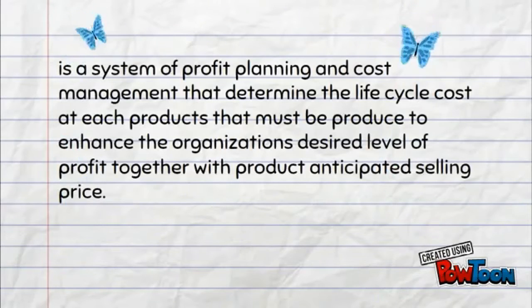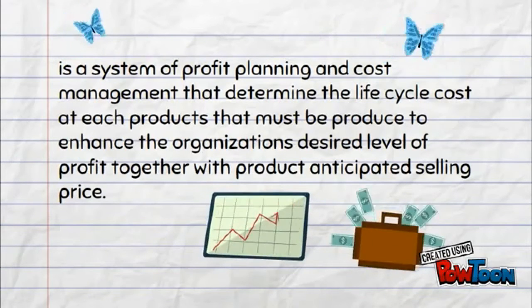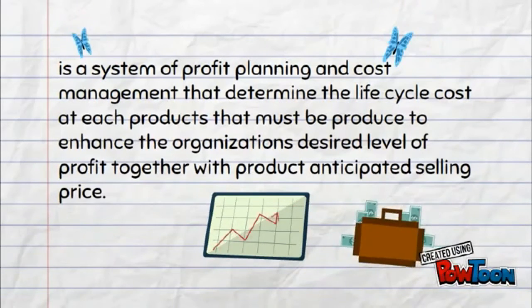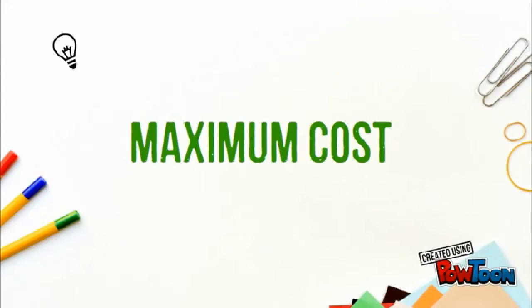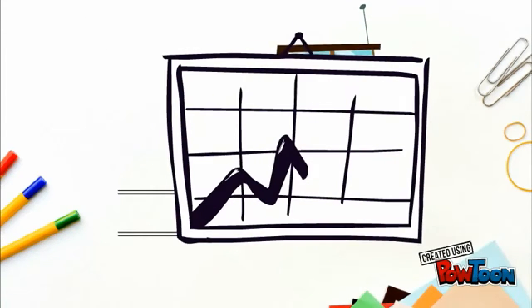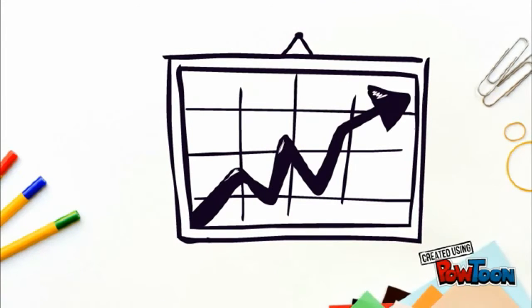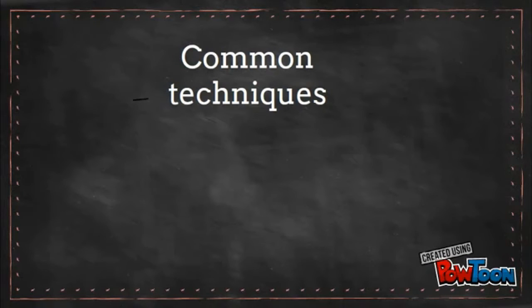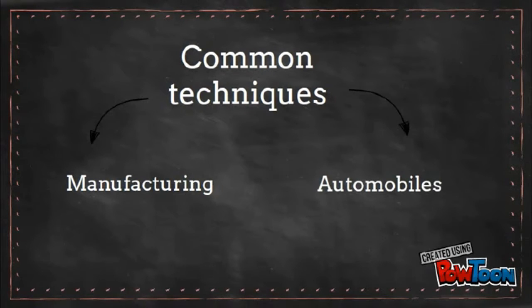It is a system of profit planning and cost management that determines the life cycle cost of each product that must be produced to enhance the organization's desired level of profit, together with the product's anticipated selling price. It is also a technique for establishing the maximum cost we could make a product, yet still make a required profit margin. It is an increasingly common technique in the manufacturing and automobile industries.